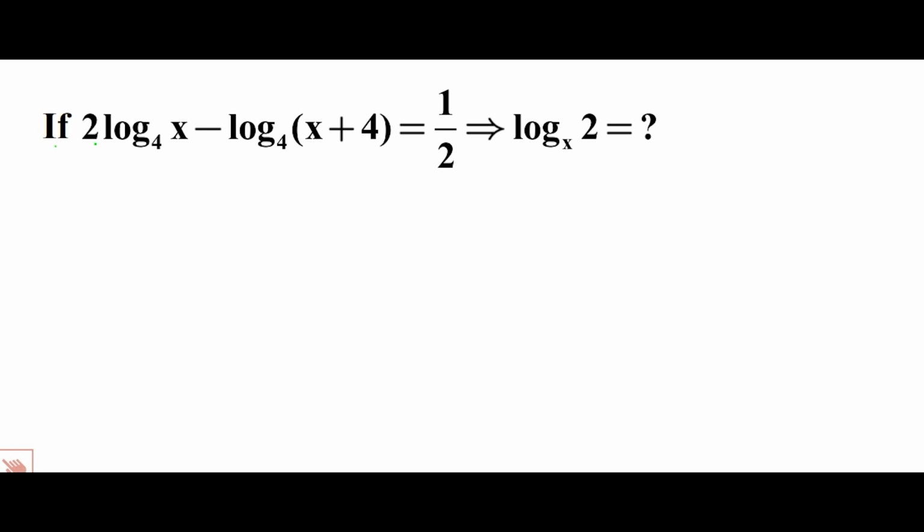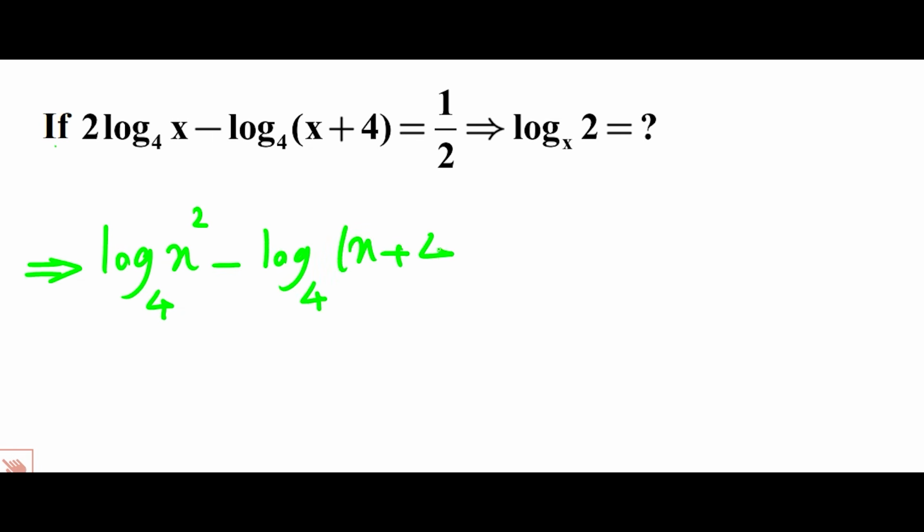Number 2: if 2 times log base 4 of x minus log base 4 of (x plus 4) equals 1/2, find the value of log base x of 2. First, move the coefficient 2 to the exponent. So we have log base 4 of x squared minus log base 4 of (x plus 4) equals 1/2.